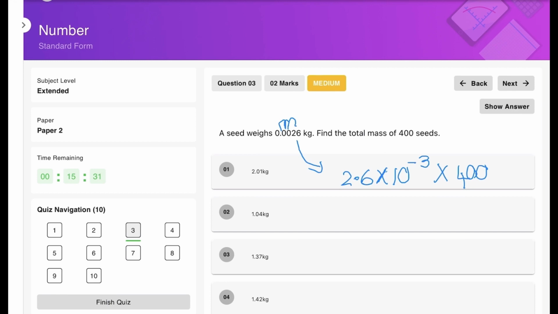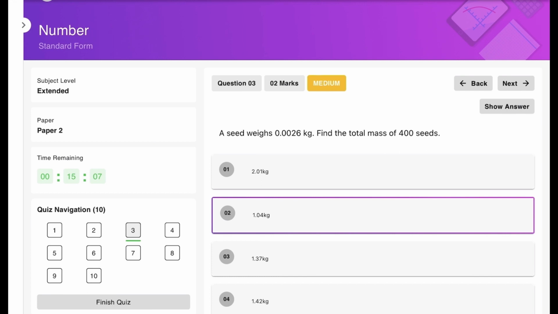So 400 times 2.6 is 1040 kilograms. And so when you multiply that by 10 to the minus 3, this becomes 1.040. So that is solution number 2. And that brings us to the end of this session.